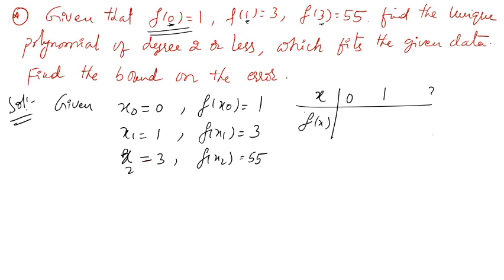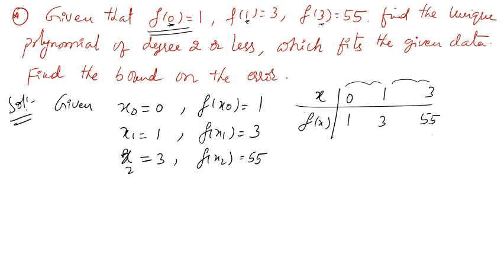0, 1, 3. See, values of x are not equally spaced. Not equally spaced means the difference between 0 and 1 is not equal to the difference between 1 and 3. This distance is not equal. 0 to 1 is 1, 1 to 3 is 2, like that. Now at 0 this is 1 and this is 3, this is 55, right? This is the given data.